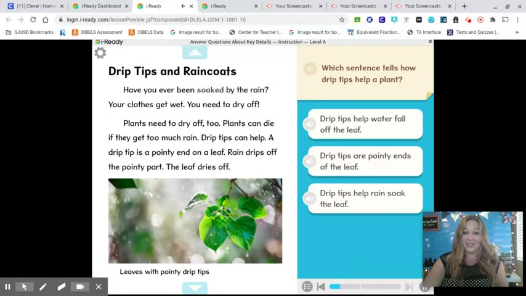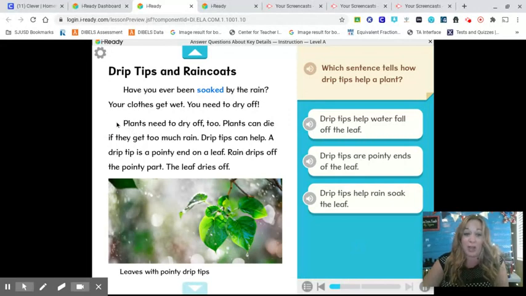Which sentence tells how drip tips help a plant? Okay, so I'm looking for keywords. Drip tips and help. So if I look at my answer choices, drip tips help water fall off the leaf. Drip tips are pointy ends of the leaf, or drip tips help rain soak the leaf. I see the words drip tips in all of my choices. So I'm going to go back into the text and I'm going to look to see what my correct answer is. I'm going to start with the second paragraph.